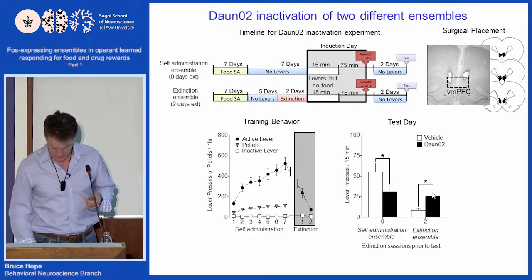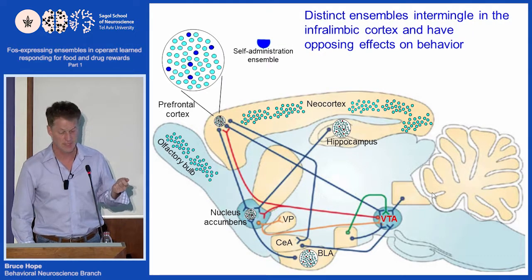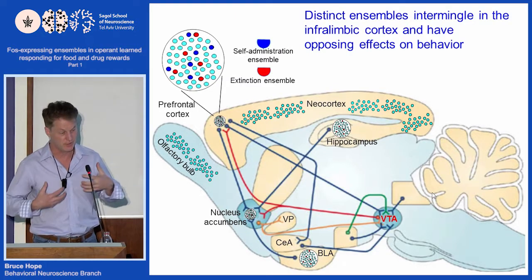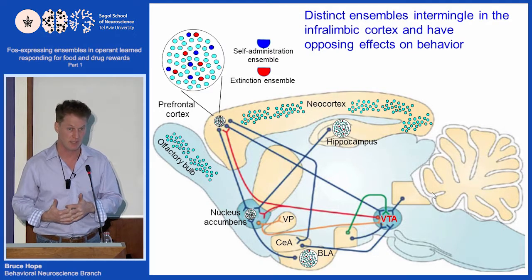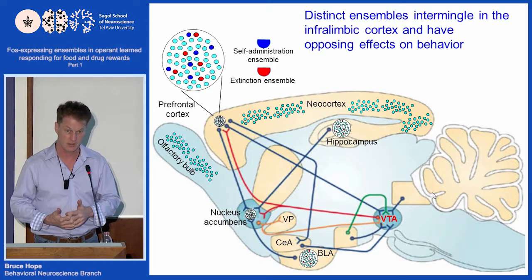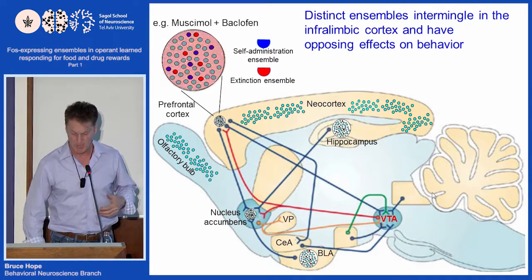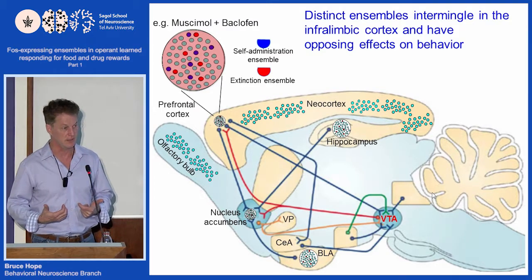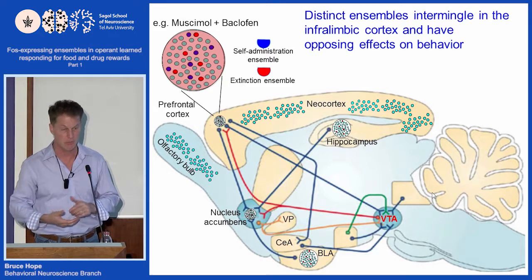So the interesting thing about this is that you have a self-administration ensemble and you have an extinction ensemble in the same brain area. And what we suspect is that they're intermingling right now. This is not something that you could get with other procedures, not something that you would get with other methods that existed before. But this raises the question, what does it mean when you use techniques that inactivate whole brain areas, like in this case, muscimol and baclofen?